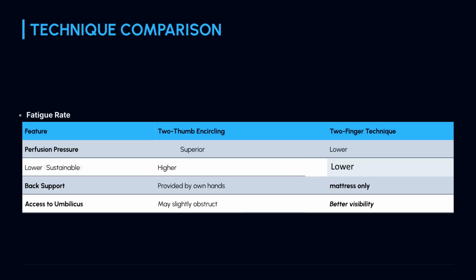Comparing techniques, the two-thumb encircling method offers superior perfusion pressure and better sustained performance. It also provides back support with your own hands. However, it may slightly obstruct access to the umbilicus compared to the two-finger technique.